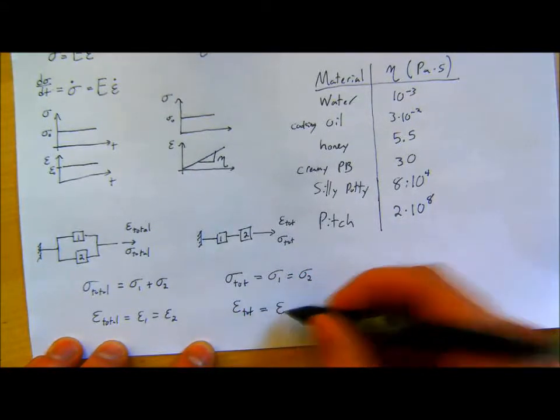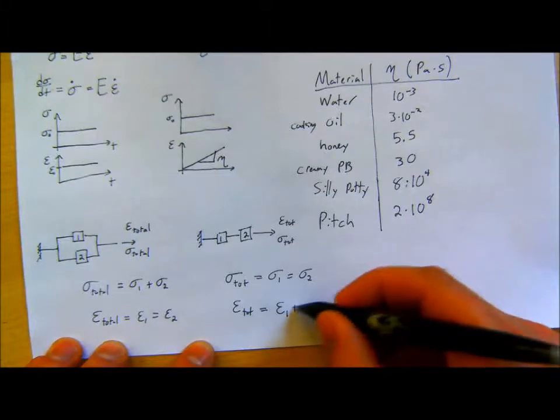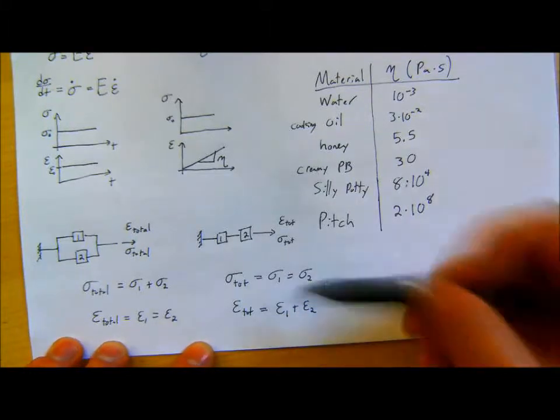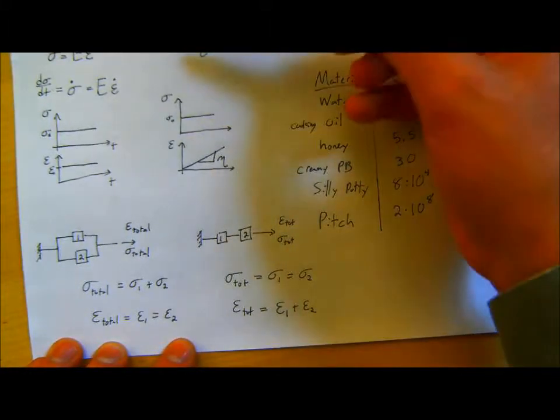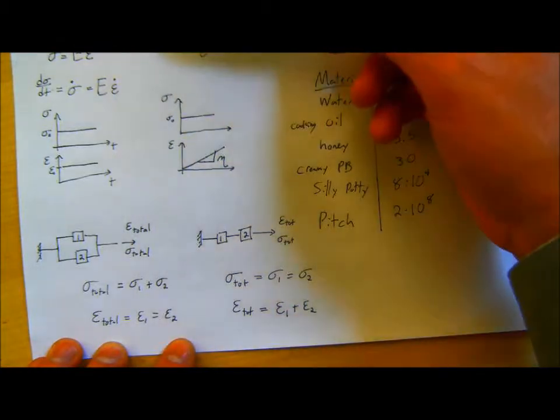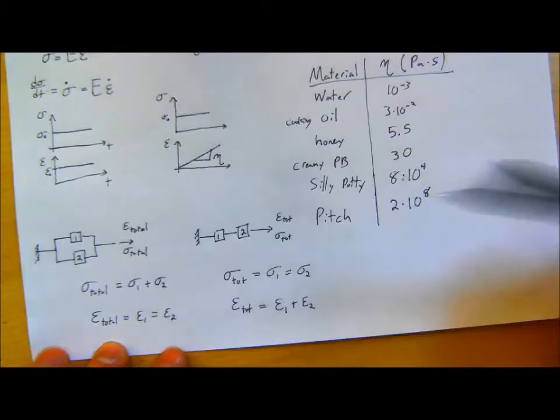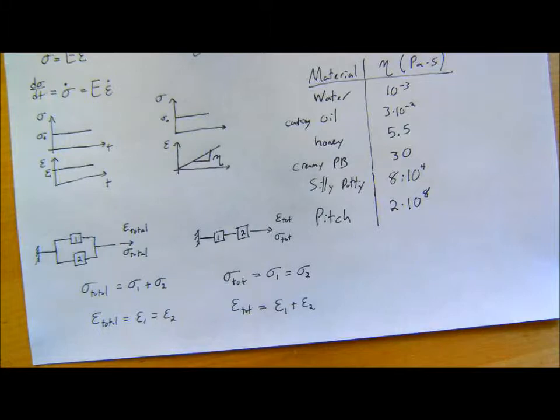So here, basically, I'm going to take different combinations of springs and dashpots, and I'm going to pop them in either in series or in parallel or in some combination of that to see if I can create a mechanical analogy to predict some sort of time-dependent behavior.